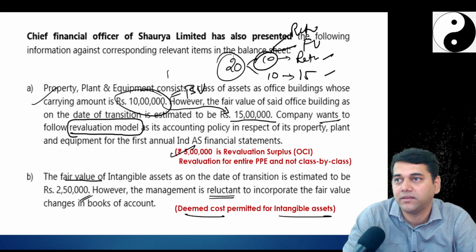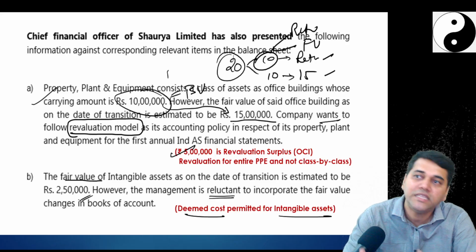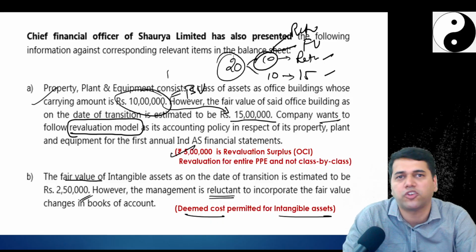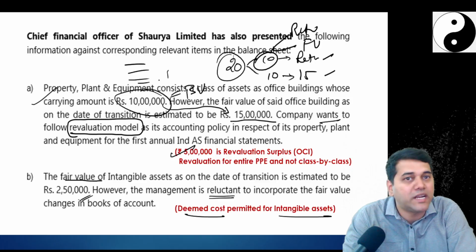Building is PP. So under PP, whatever comes, you either take the previous value, or you go with the fair valuation or revaluation, retrospective or revaluation. That is one. Class is individual items in the class, no?